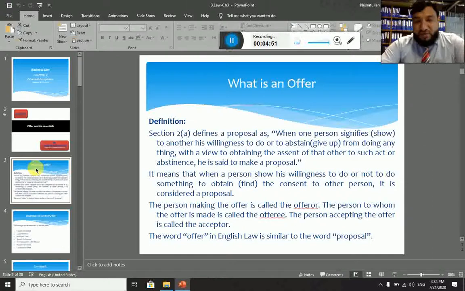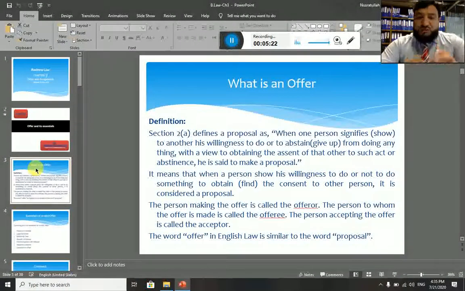Right? So the main purpose is that offer means showing willingness to another person for doing something in order to know the willingness of that other person. So such showing of willingness is called offer. It means that when a person shows his willingness to do or not to do something to obtain or find the consent, right, of the other person, it is considered a proposal.